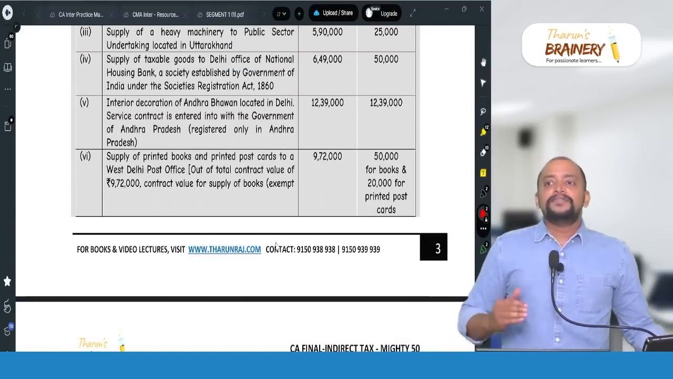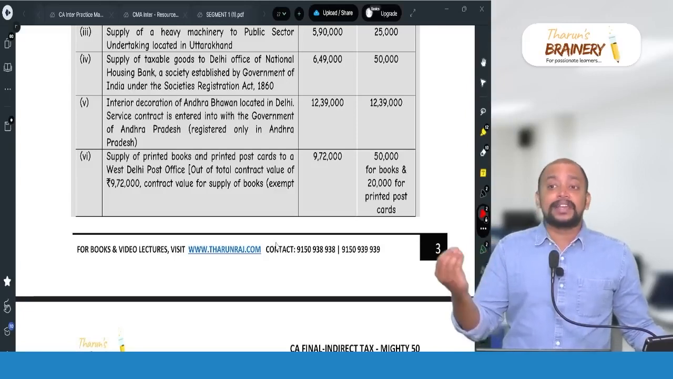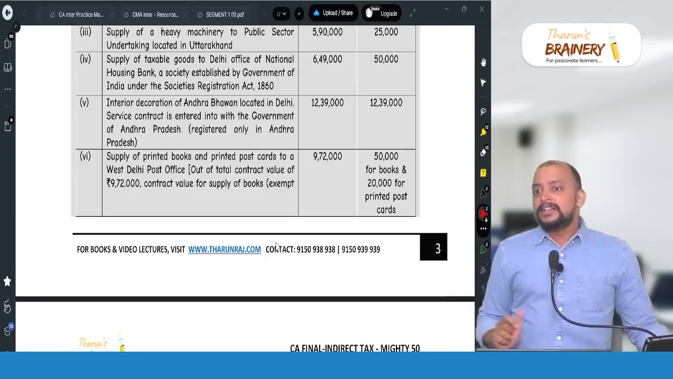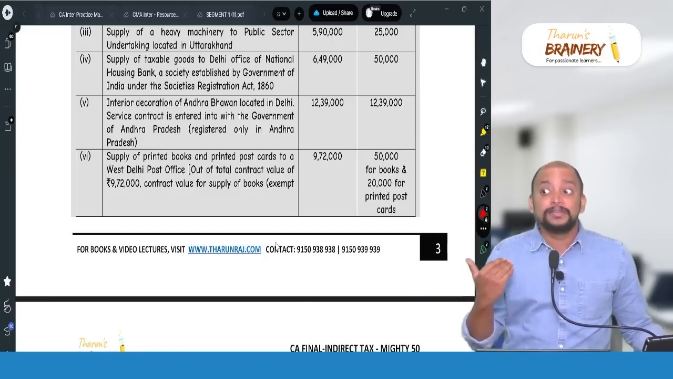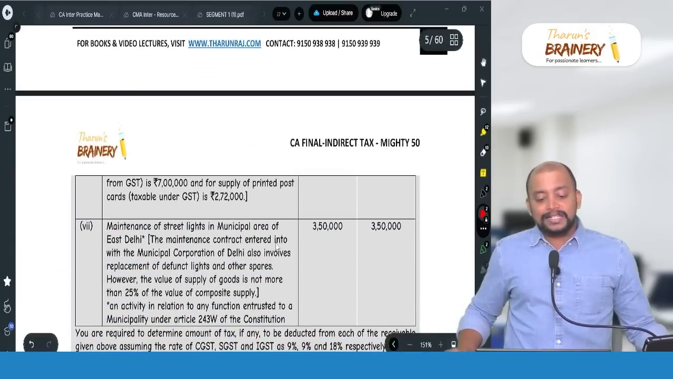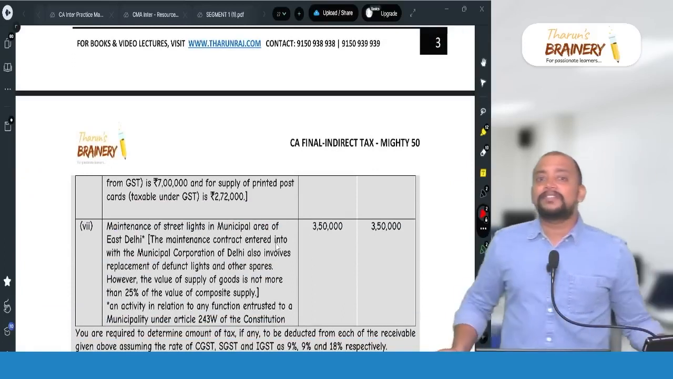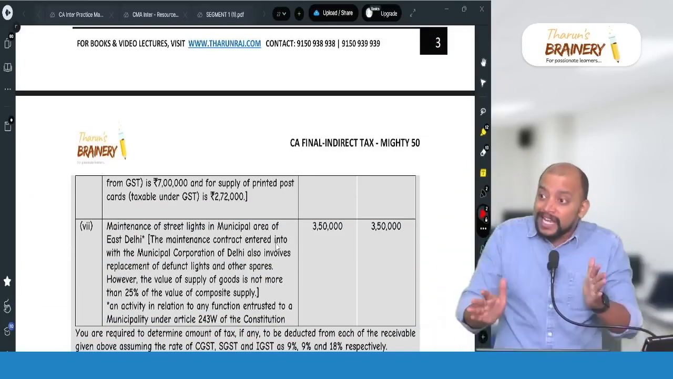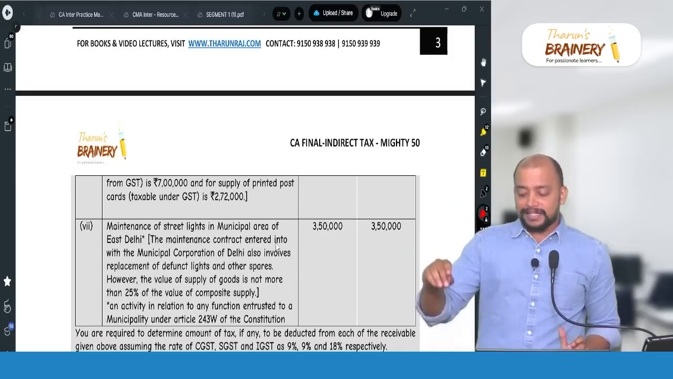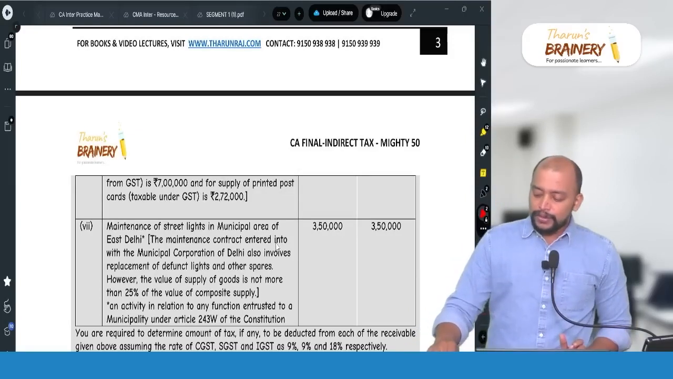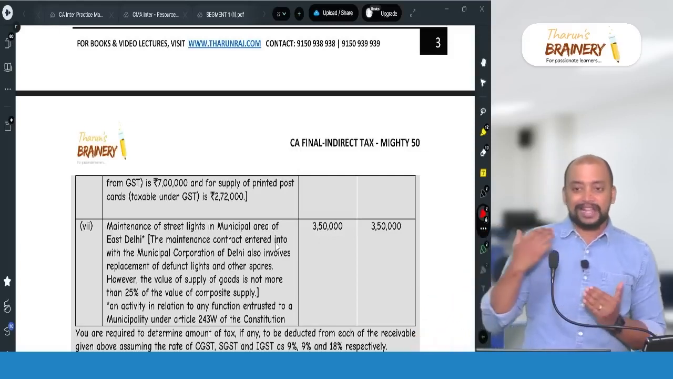Now first, we need to see the total value of supplies under the contract as taxable supplies, not exempted supplies. So, what is the total value of taxable supplies? 2,72,000. 9 lakhs is not the total value of taxable supplies. It is both taxable and exempted, but we need only taxable. Taxable value of supplies under the contract is 2,72,000 into 100 divided by 118, that will be 2,30,000.